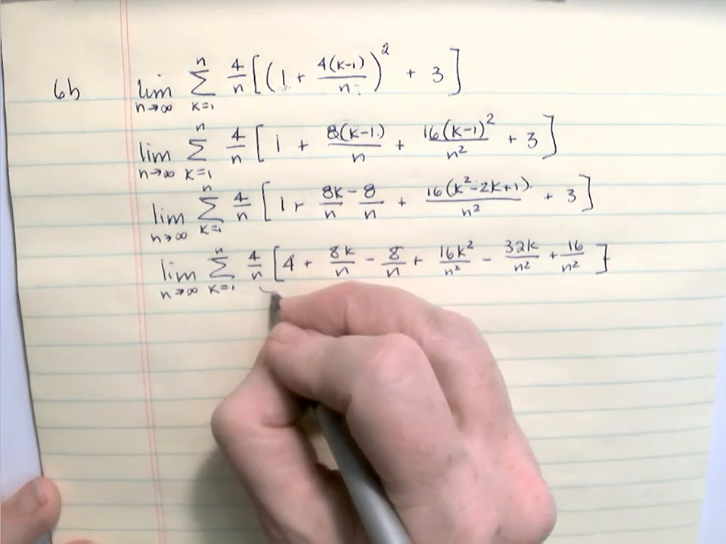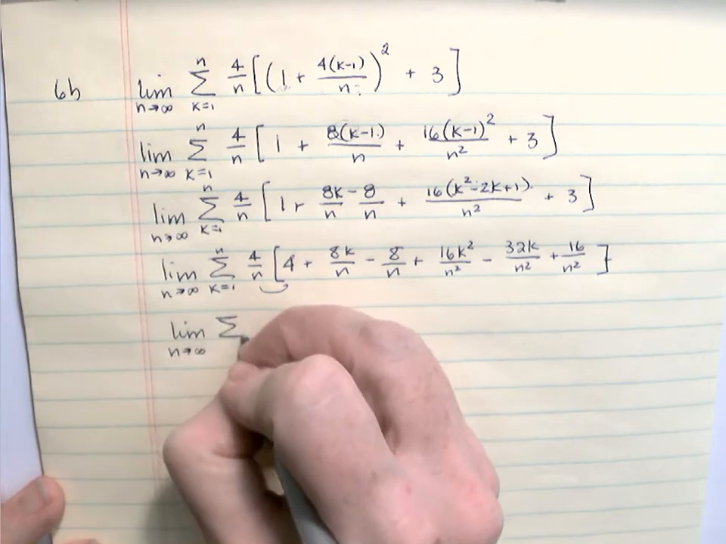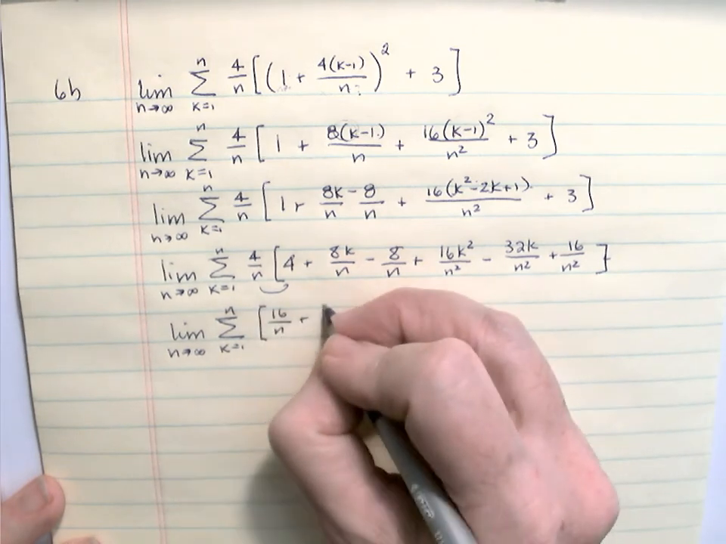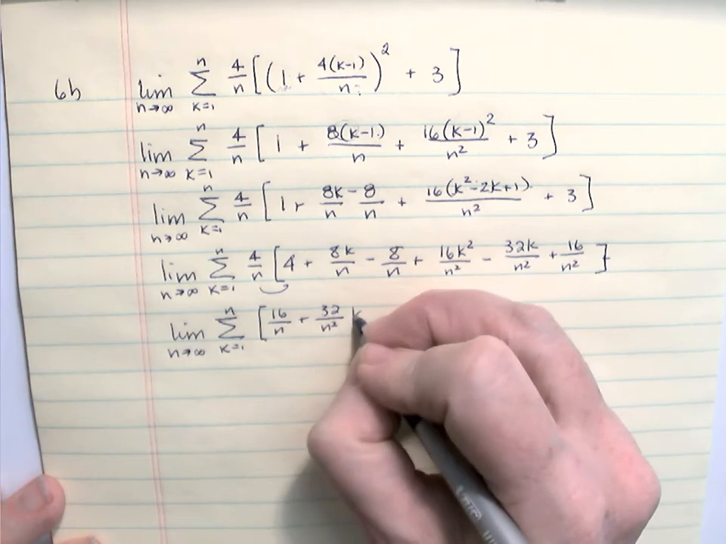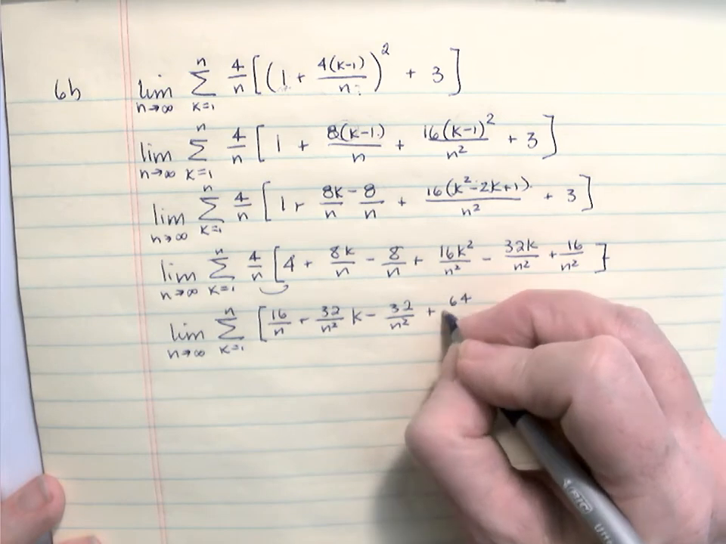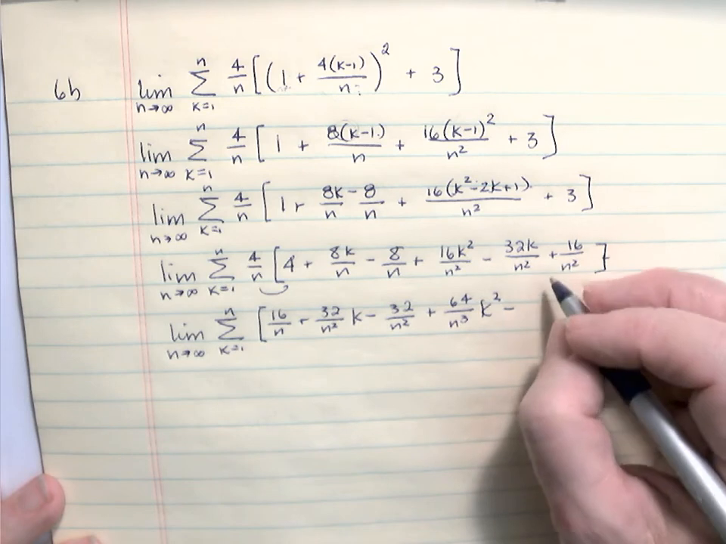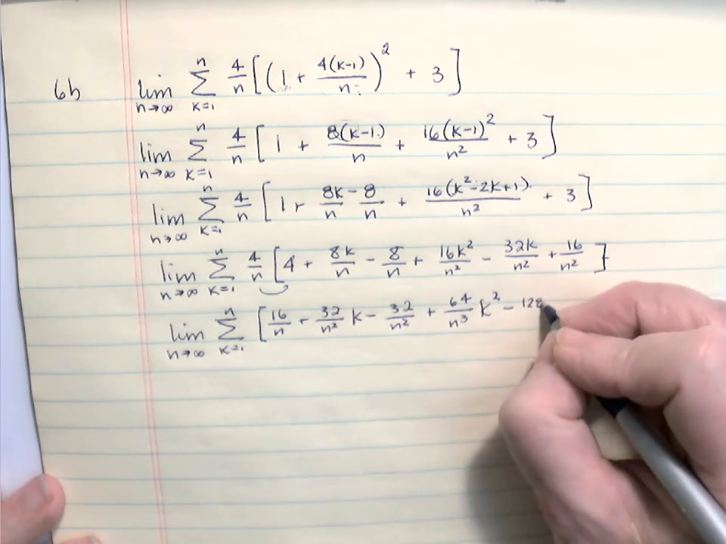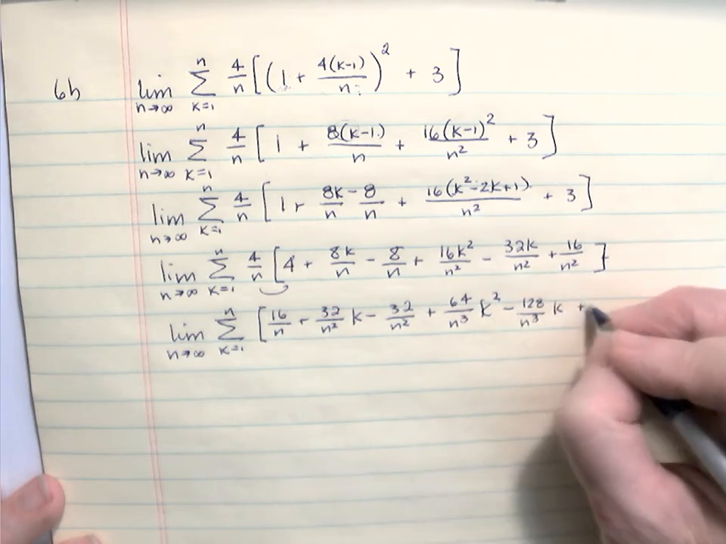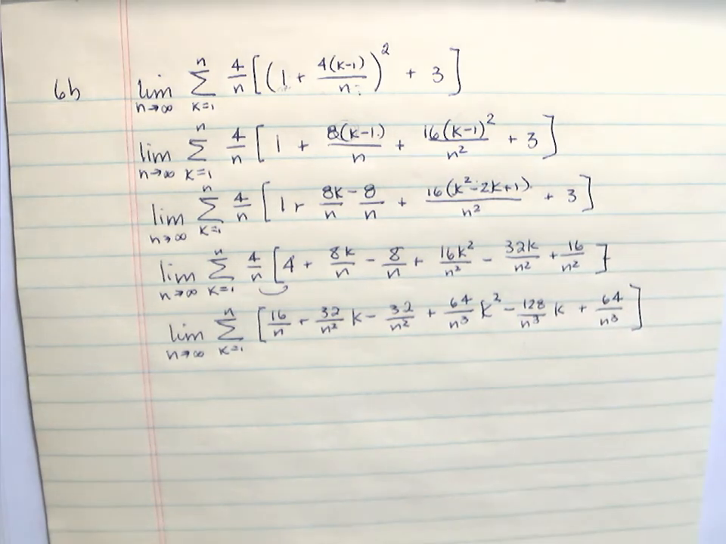And I'm going to distribute this 4 over n. So we have the limit as n approaches infinity, sigma, we will have 16 over n plus 32 over n squared times k minus 32 over n squared plus 64 over n to the third times k squared minus 32 times 4 is 128 over n to the third times k plus 64 over n to the third. Okay, all the hard work is done.